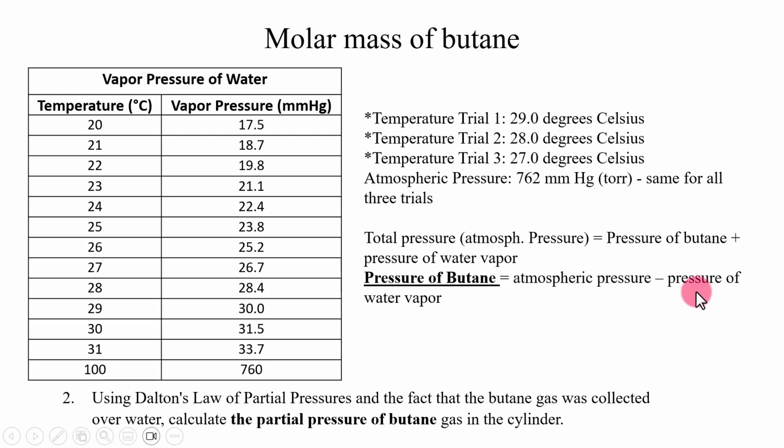So use the vapor pressure that we looked at in the previous slide, right? For trial 1, it was at 29 degrees, so it was 30 millimeters of mercury. So this is going to be 762 minus 30 to find the pressure of butane alone. And do that for all 3 trials and get the pressure of butane alone. And that's part 2.